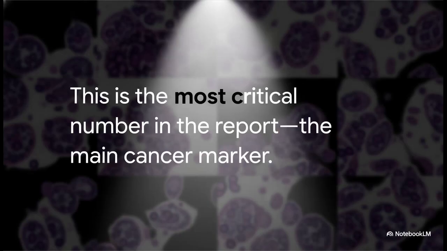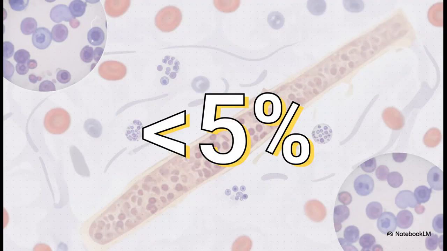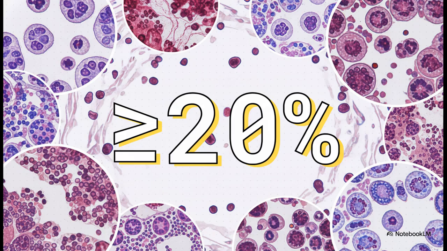Now for clue #3, the blast percentage. This is probably the most critical number in the whole report. Normally, blasts, those are the baby cells, should be less than 5% of the total. But if that number hits 20% or more, that's a diagnosis of acute leukemia.